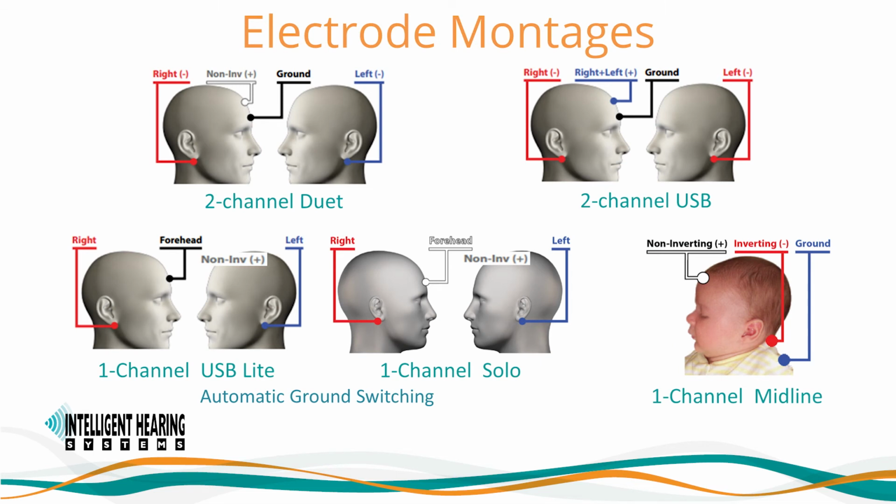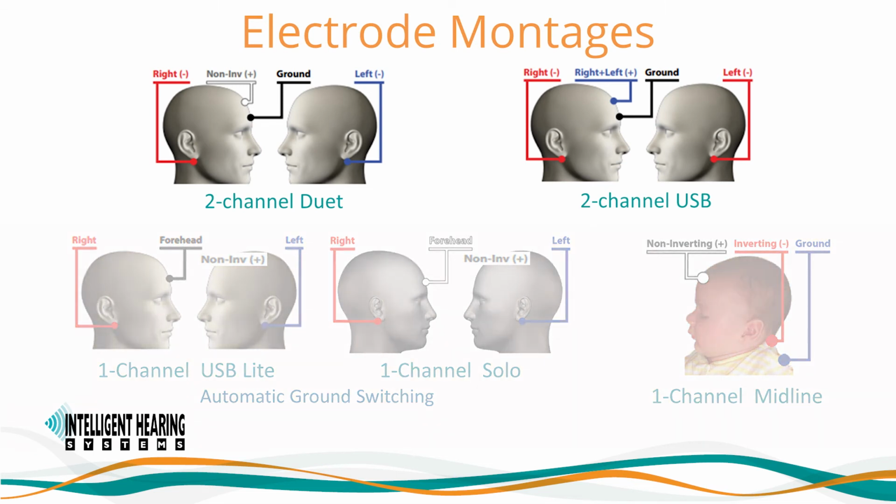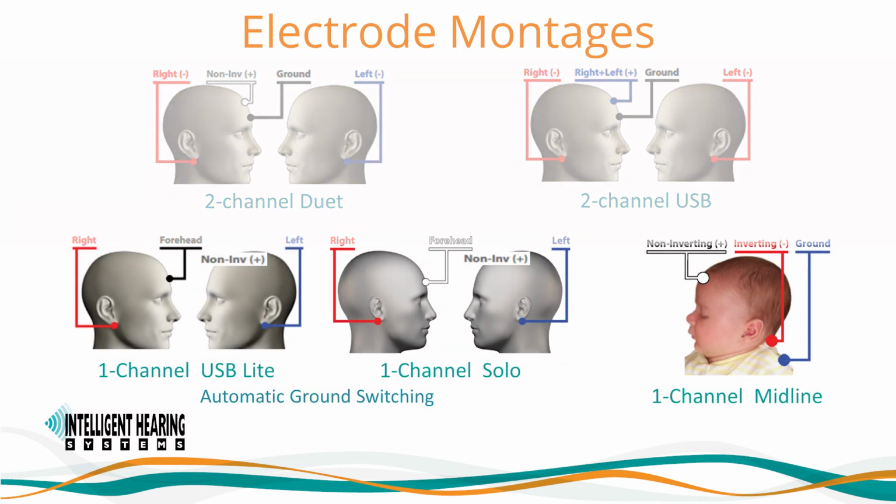Here we see the electrode montage for doing ASSR testing. The most common montage is your typical two-channel ipsilateral and contralateral setup, as shown on the top two figures for the Duet and USB product platforms, where each test ear is connected to the negative electrode lead amplifier input, the forehead is connected to the positive amplifier input, and the lower forehead is connected to the ground. For one-channel systems, when using ipsilateral montage, automatic switching of the grounds is enabled.